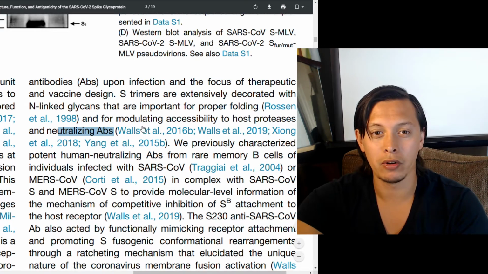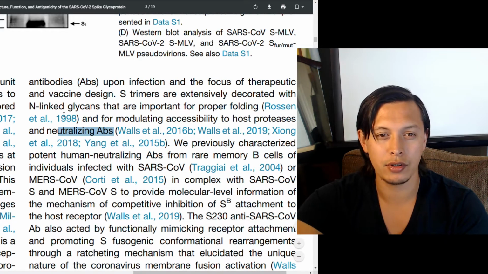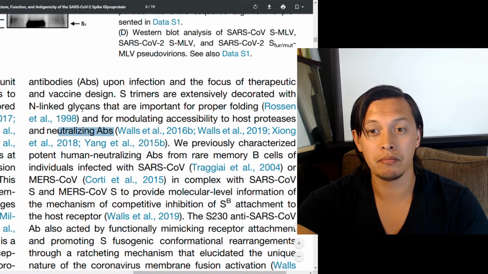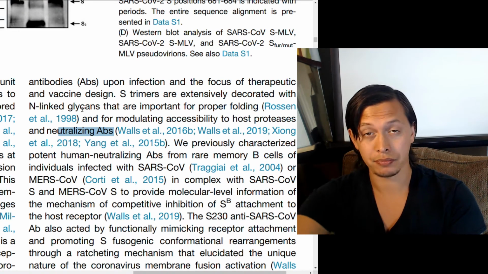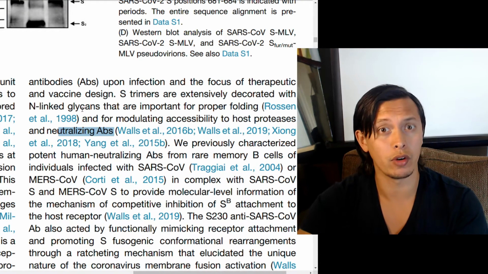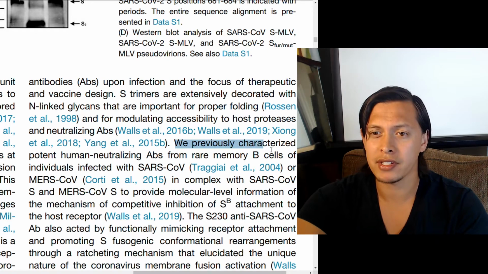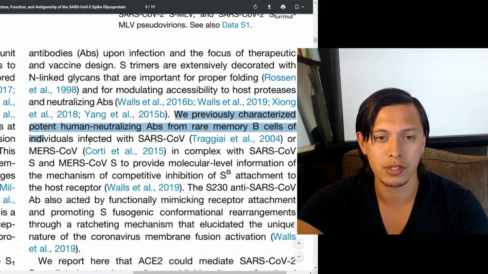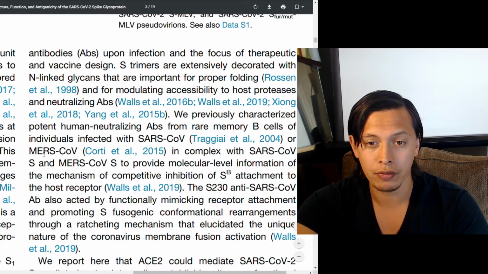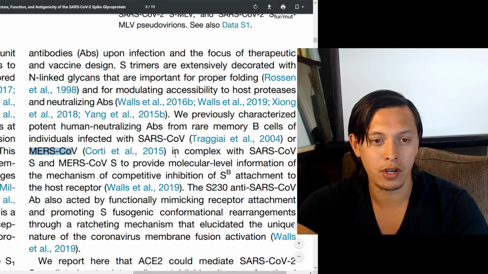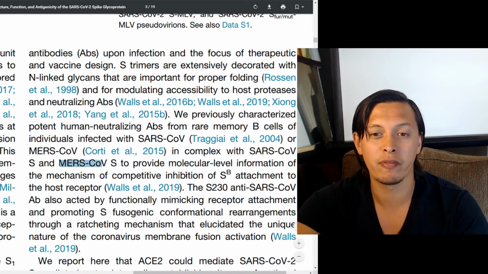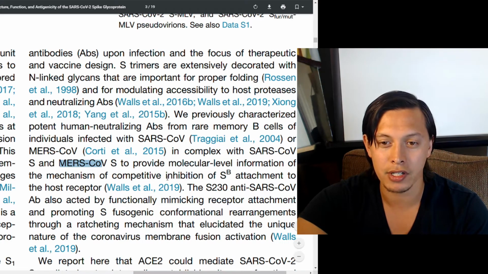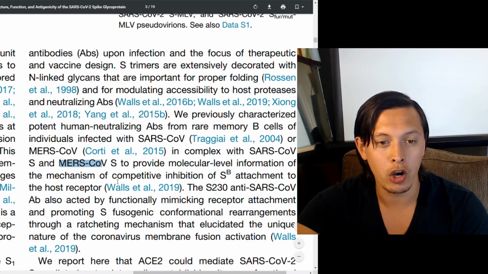So I'll also talk a little bit about how these glycosylation events can even protect certain areas of the protein from being destroyed or cleaved. So we previously characterized potent human neutralizing antibodies from rare memory B cells of individuals infected with SARS-CoV or MERS-CoV in complex with SARS-CoV spike and MERS-CoV spike to provide molecular level information of the mechanism of competitive inhibition of S-B attachment to the host receptor.